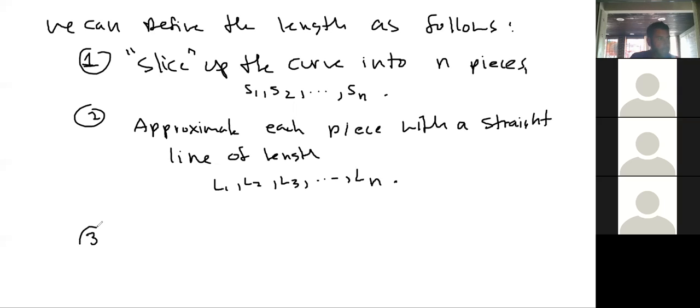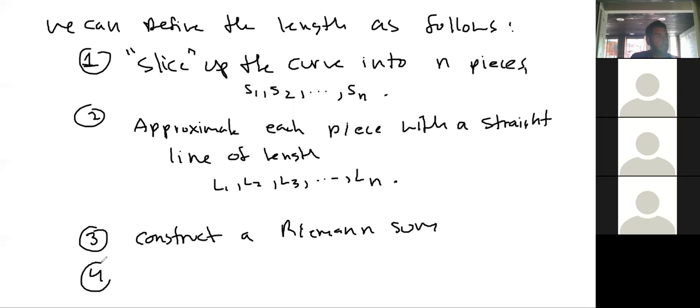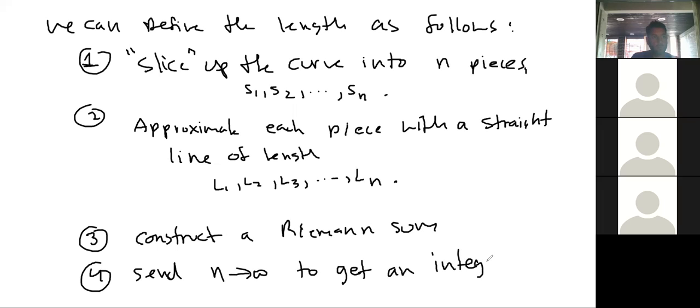And then once we have these lengths, we can construct a Riemann sum. And then lastly, we can send n to infinity to get an integral. This is the strategy we've done numerous times now, and we're going to do it again. And it's a beautiful strategy.